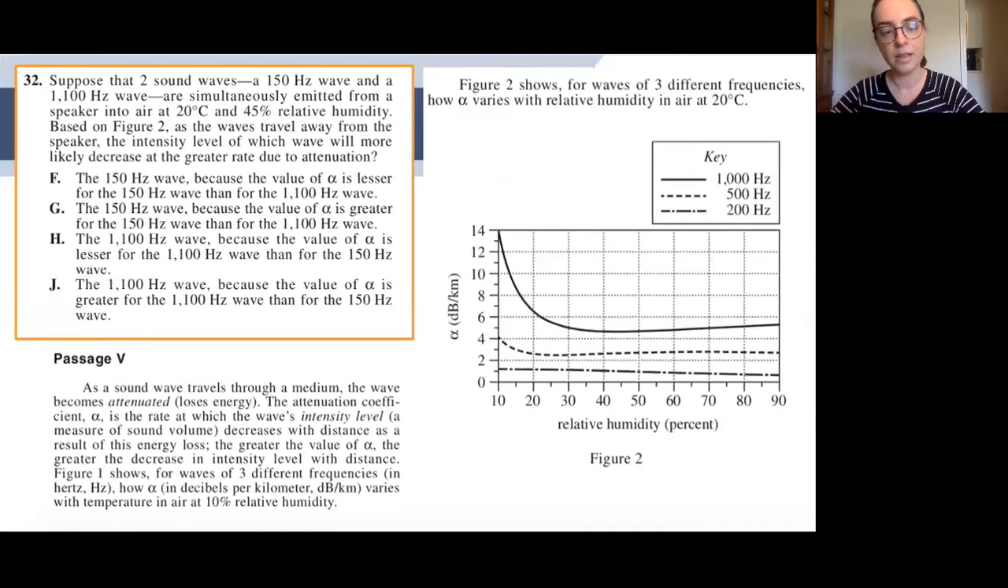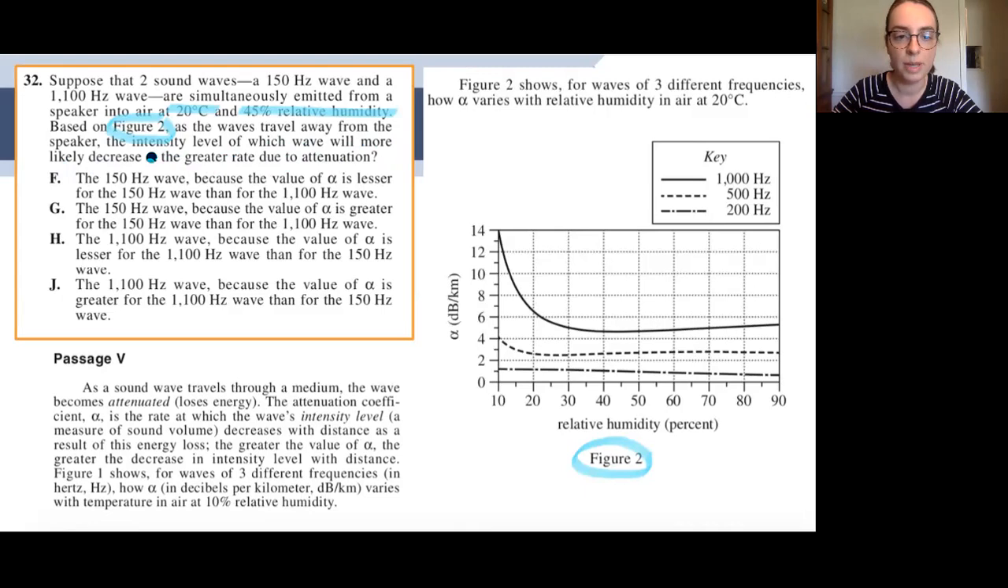32. Suppose for 2 sound waves, a 150 hertz wave and a 1100 hertz wave are simultaneously emitted from a speaker into air at 20 degrees Celsius. I'm going to highlight that, might be important later, and 45% humidity. Based on figure 2, that's why I pulled up figure 2 here. We know it must be important. As the waves travel away from the speaker, the intensity level of which wave will be more likely to decrease at the greater rate due to attenuation?